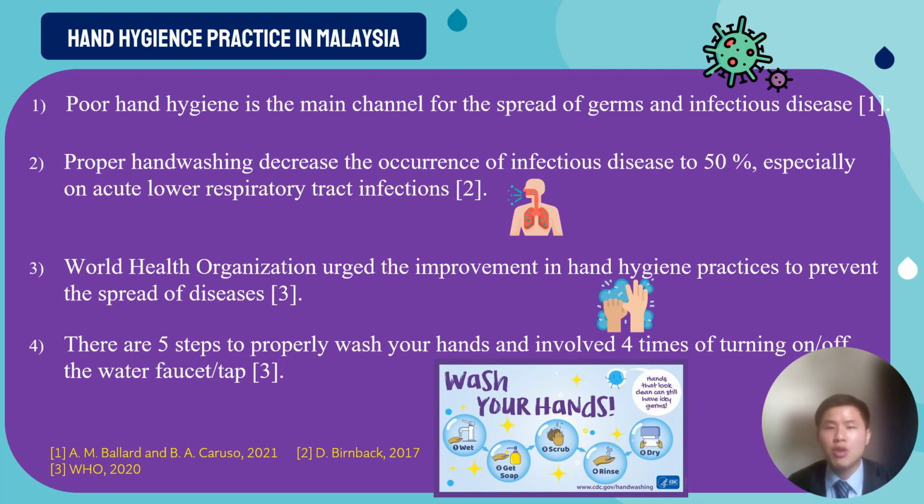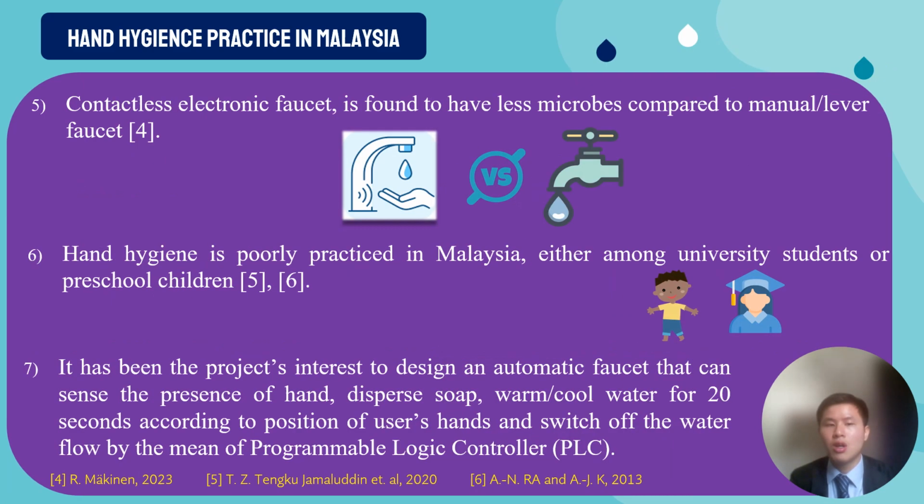And according to WHO and also CDC, there are 5 steps to properly wash our hands. However, the steps involve 4 times of turning on and off the faucet or tap. So when compared to manual faucets that require physical contact between the tap and the user's hands, contactless electronic faucets are found to have fewer microbes and also reduce the chance of spreading infectious germs.